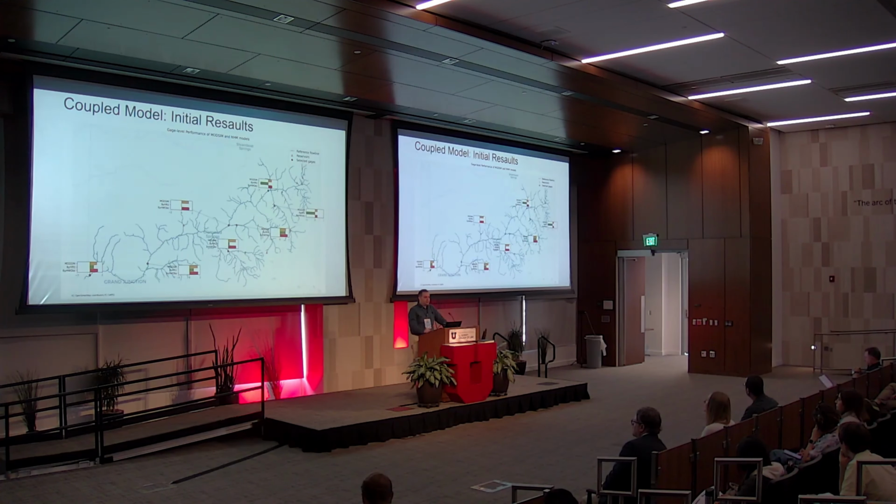Going over the other gauges in the watershed, we see similar behavior in the main stem, which is the Colorado River, and also on tributaries that have a reservoir present. So we believe with more refinements, we can improve the performance across the entire watershed.